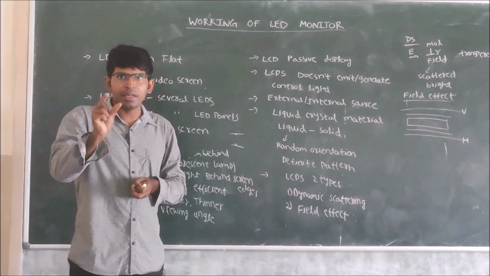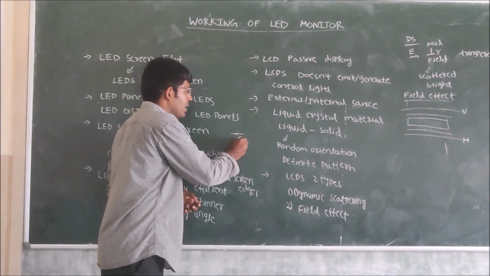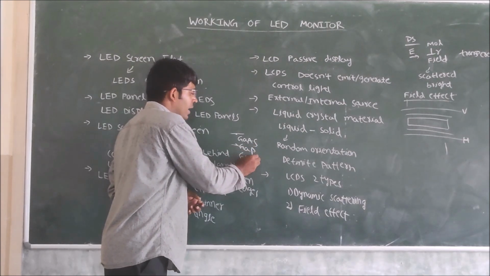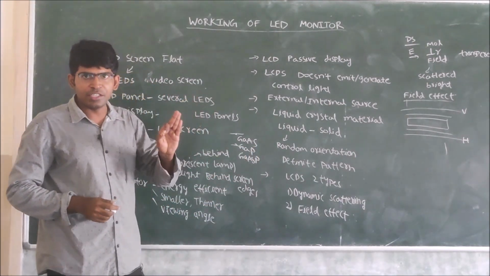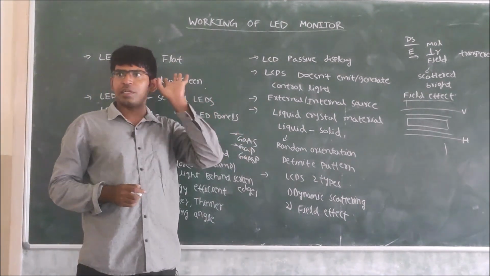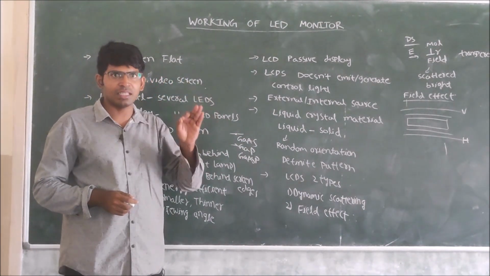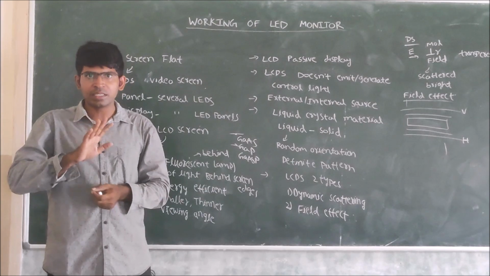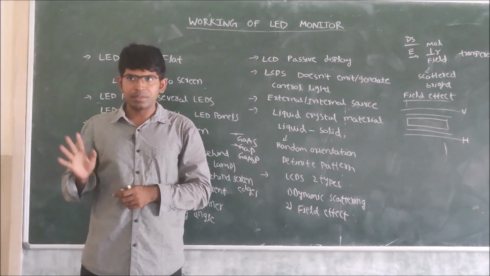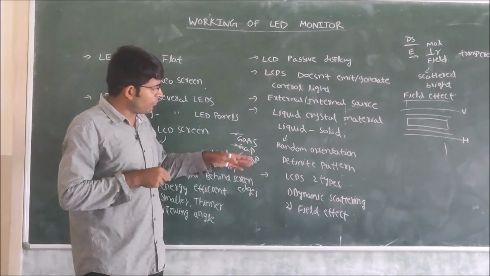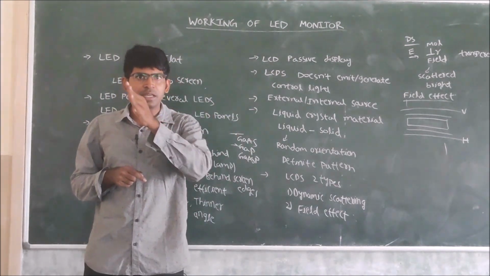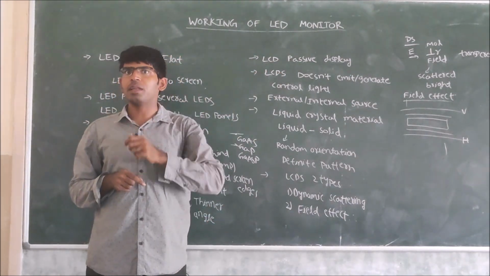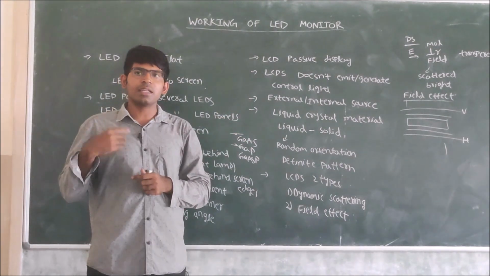We have some certain materials like gallium arsenide, gallium phosphide and gallium arsenide phosphide. These are semiconductor materials, because the LED itself is a semiconductor diode, a PN junction diode. But in a normal PN junction diode, we do not observe any light. Here we observe light when we use gallium arsenide or gallium phosphide or gallium arsenide phosphide. Depending upon the type of material you are using, the color of the light generated may change.